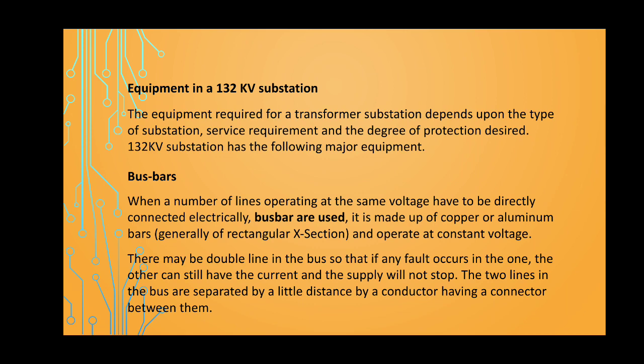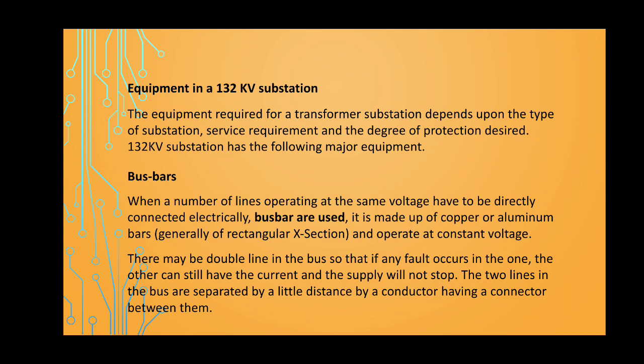There may be a double line in the bus, so that if any fault occurs in one line, then the other line can still work and carry the current, and the supply will not stop. So two lines may be connected. In case a fault occurs on one line, that line is isolated from the supply and continuity of supply is maintained with the healthy line.